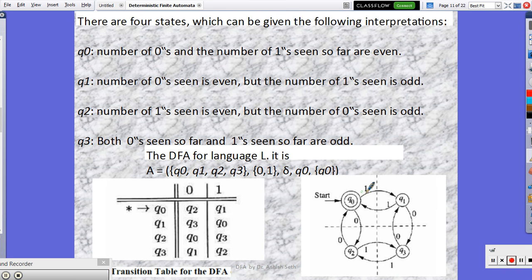But if you see 1 0 0 1, in this we have two zeros and two ones, meaning both are even numbers, so this is accepted.